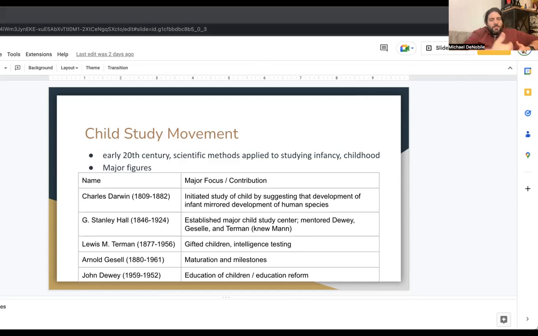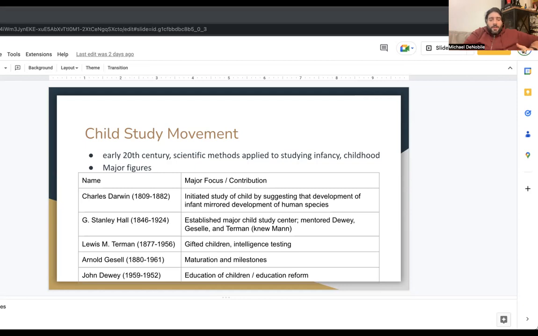And so we start seeing this transition. If any of you took the course with me last semester on developmental and educational psychology, you started seeing a lot of this. We didn't really say it in those terms, but you started seeing the rise of applying the scientific method to children, and therefore being able to apply these findings to education.